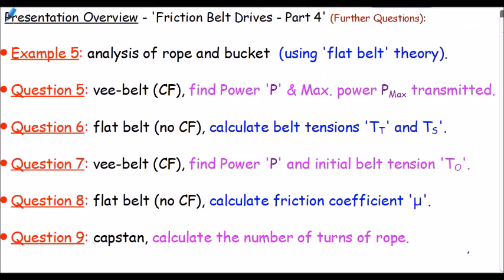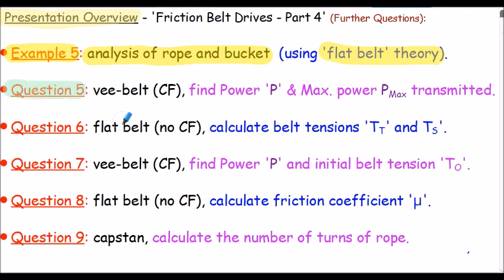The presentation overview. We commence with example 5, which is an analysis of a rope and bucket used by archaeologists to extract artifacts from the bottom of a well. This is essentially the analysis of a winch and used as an illustration of how to apply flat belt theory in a different context. Then we have questions extracted from our notes.